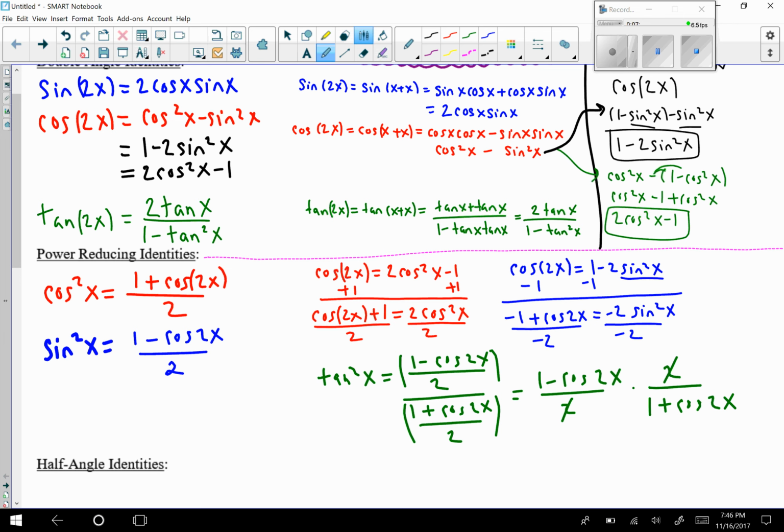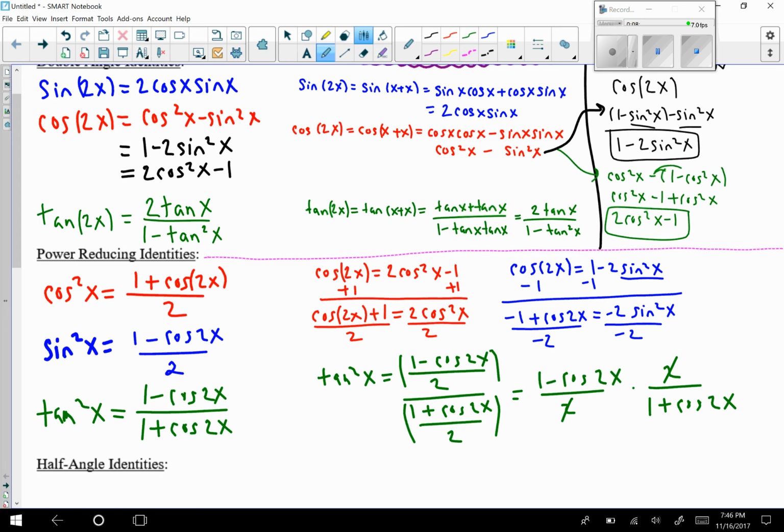So that means that the tangent power reducing identity would be equal to 1 minus cosine of the double angle, or 2x, divided by 1 plus cosine of 2x. Now, we don't use the tangent power reducing identity as much, and it's easy to find as long as you know sine and cosine. So I don't make you memorize this one, but you definitely need to know how to get cosine squared and sine squared. But like I said, it's not hard to find the tangent power reducing identity.